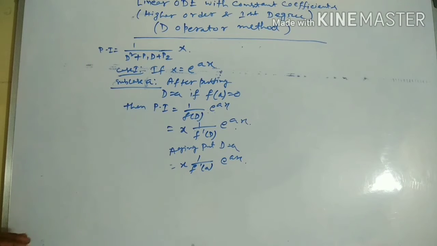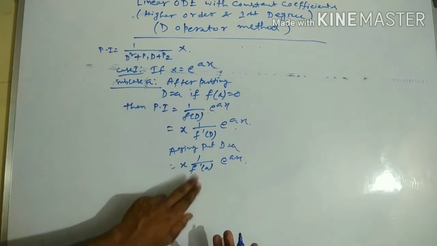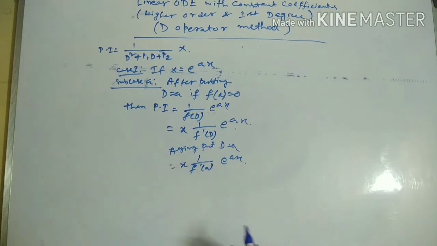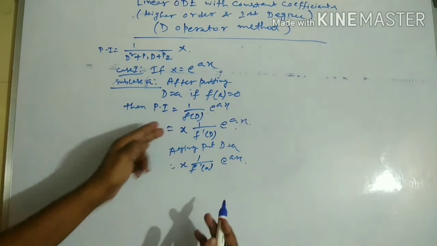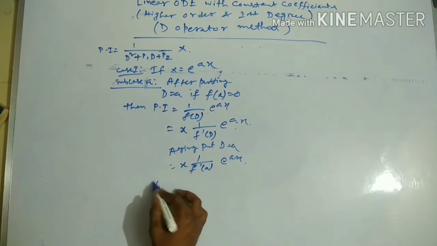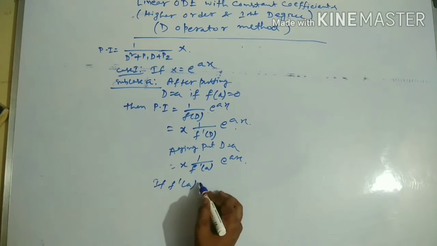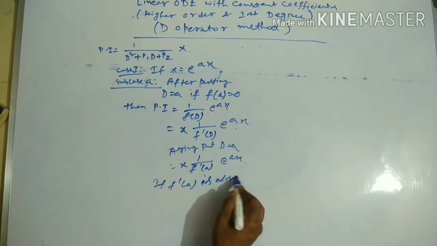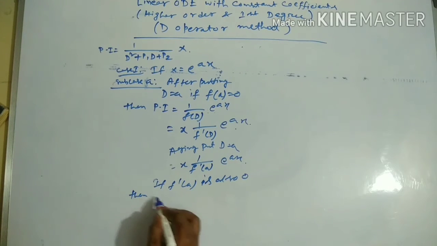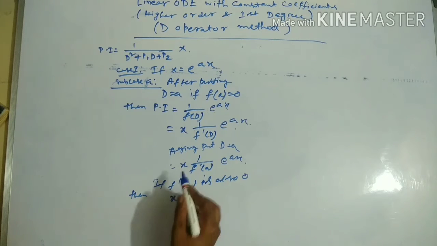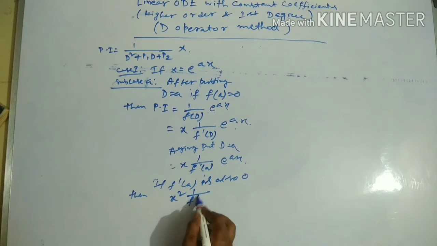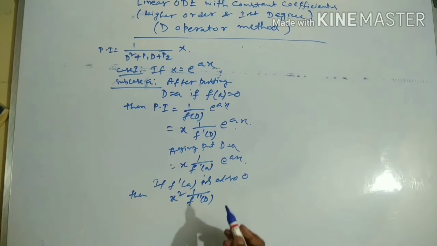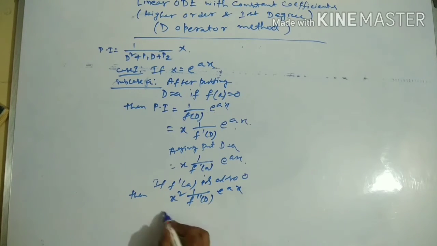Also it may happen that after putting a in place of D in F dash D, it can be again 0. F dash a may be 0. So the same procedure will be followed. If f dash a is also 0, then same procedure, there will be another x, that will be x square, 1 by F double dash D, again differentiate, operating on e to the power ax, again put D equal to a.